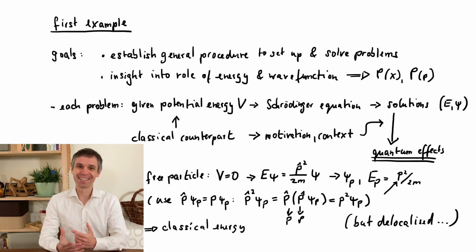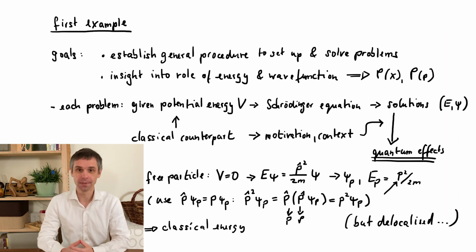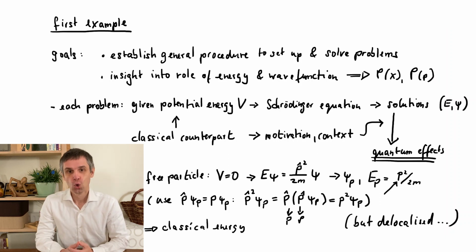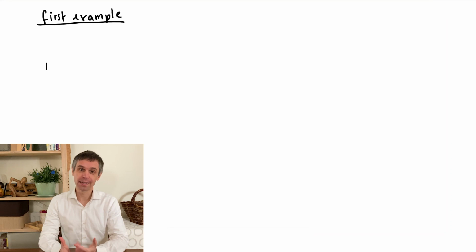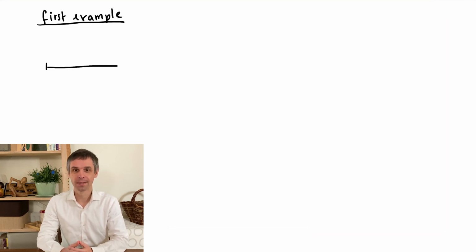But this observation exactly motivates our first proper example, namely to see what happens when we force a particle to be trapped somewhere in space. And we will see that this has far-reaching consequences, both for its energy and its momentum. So let's say the particle should be confined to this finite line segment in space. According to our general procedure to set up the problem, we next specify the potential, for which we can be guided by classical mechanics.